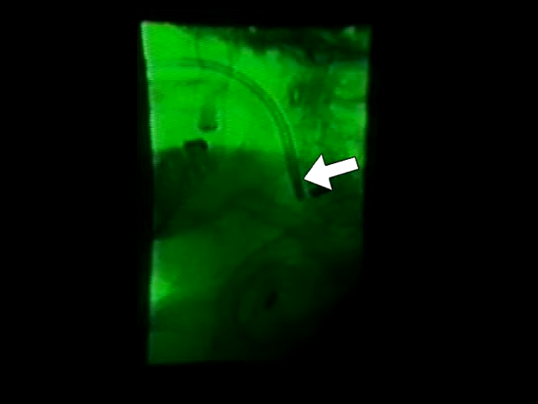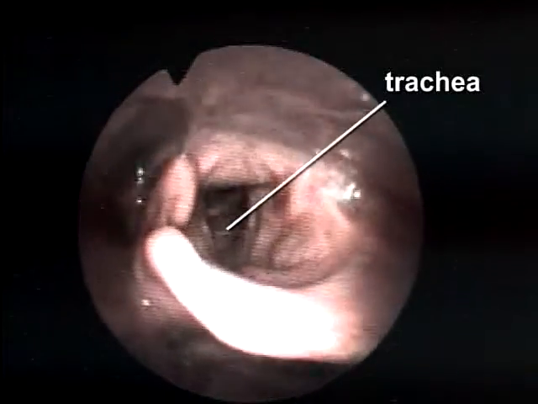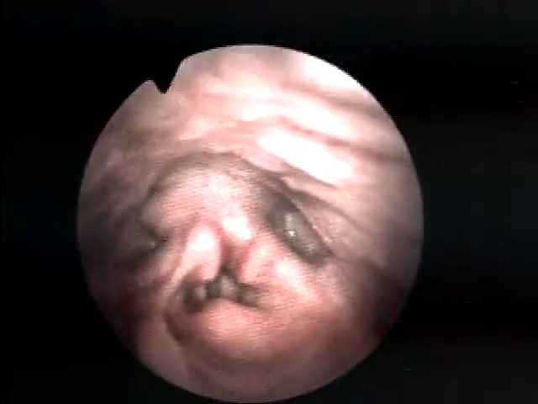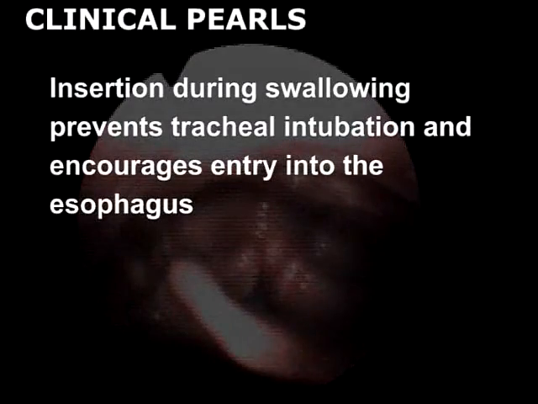In this fluoroscopic view, note that the nasogastric tube is resting at the level of the larynx. As the patient swallows, the tube is propelled into the esophagus and is then rapidly advanced into the stomach. In this endoscopic view, note that the trachea opens during inspiration and vocalization, and if the tube is inserted at this time, tracheal intubation is likely. When the patient swallows, the laryngeal apparatus rises and the epiglottis covers the glottis, preventing tracheal intubation and encouraging entry into the esophagus.